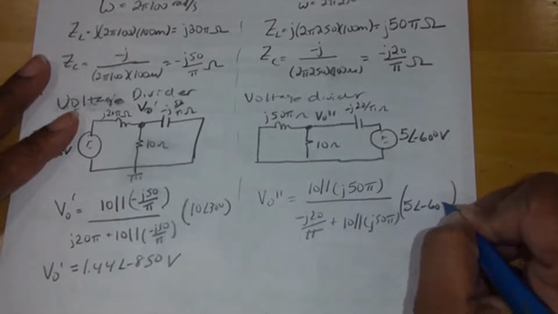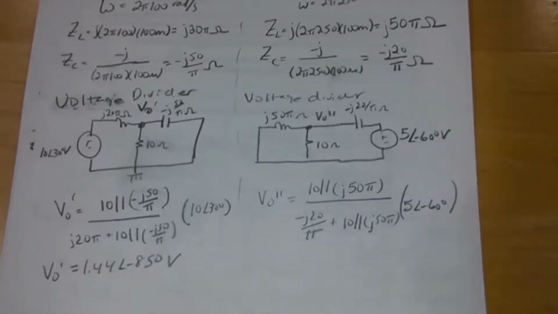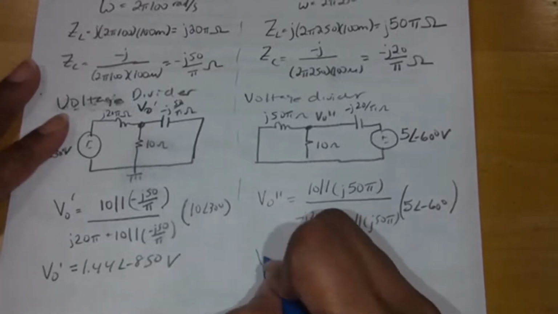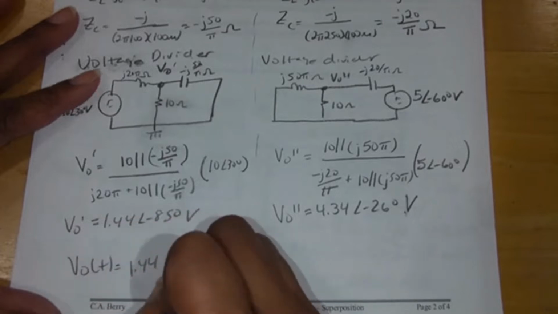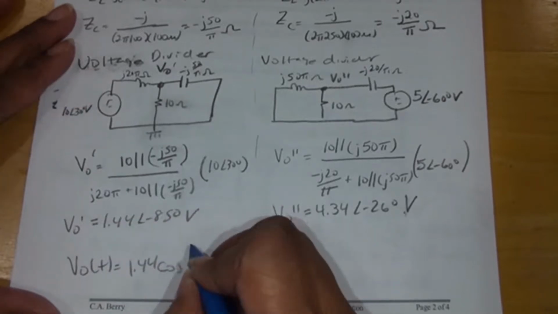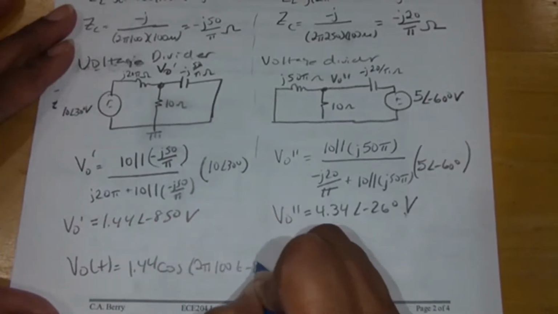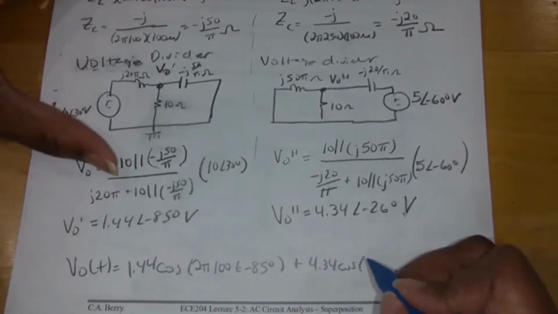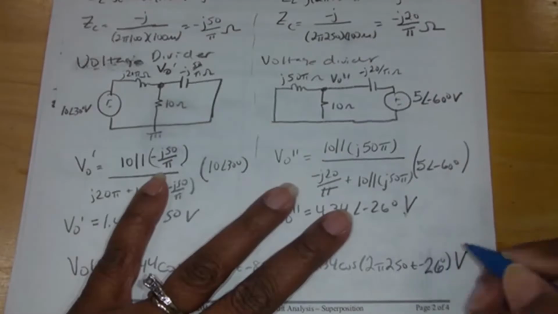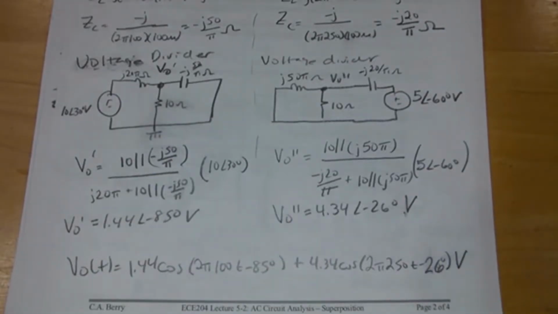Remember, we cannot add this together in the frequency domain, so we must state the answer in the time domain. So we get that V0 of t is equal to 1.44 cosine(2 pi 100t minus 85 degrees) plus 4.34 cosine(2 pi 250t minus 26 degrees), and the units are volts.